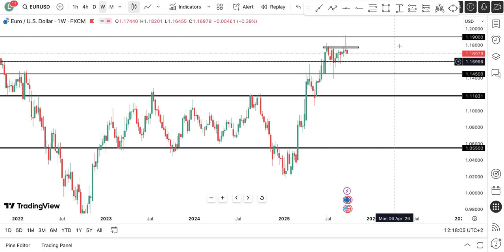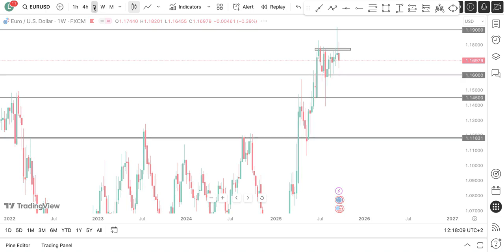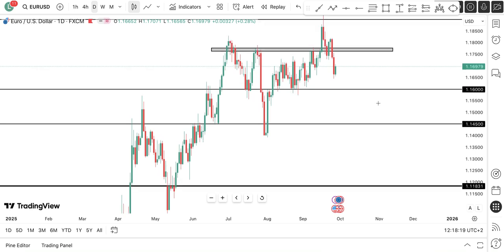This is the reason why I am looking to sell Euro USD. The main reason, first of all, is that I am going to be selling in the direction of the monthly time frame. That's number one. That's the cardinal rule. The second reason is because I am looking to sell into the left shoulder.